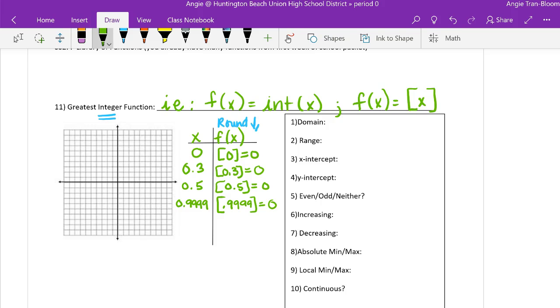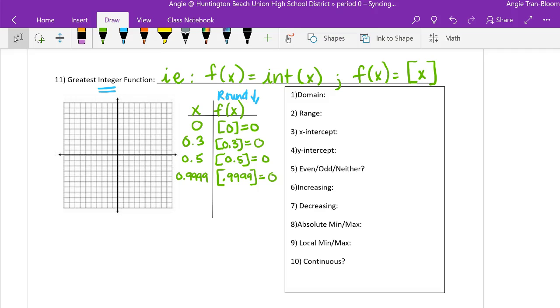Now, when would you get to the next integer? You're going to get to the next integer when you enter in 1. Because 1 is already an integer, you don't have to round down anymore. So when you enter in an integer, you don't have to round anymore, because it's already an integer.